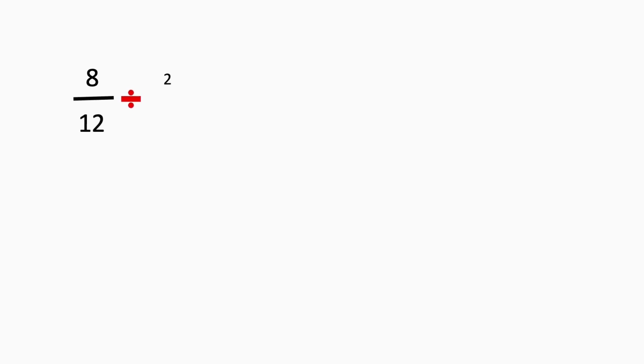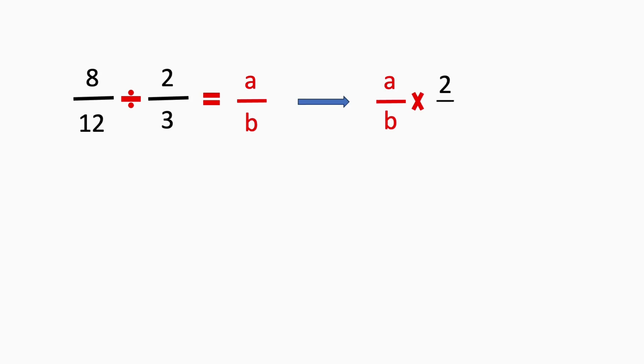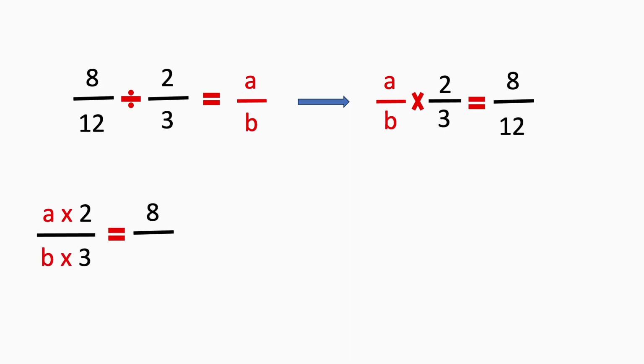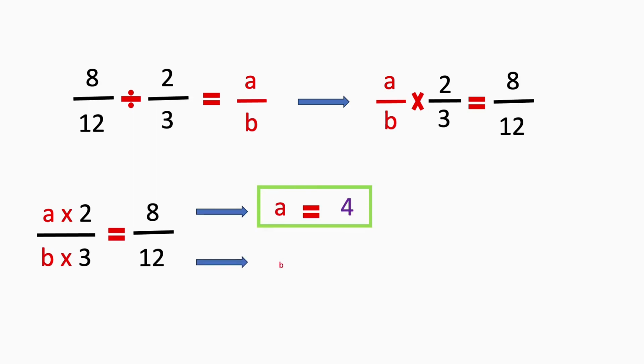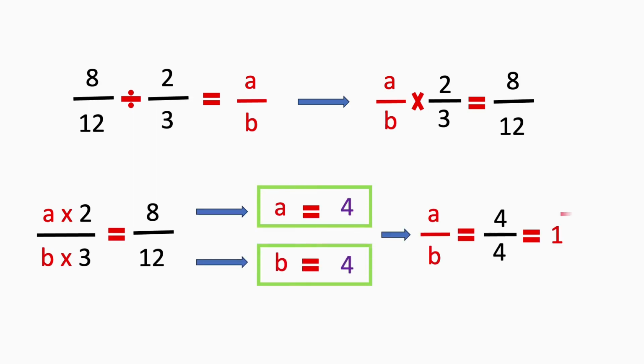Look at this example. 8 over 12 divided by 2 over 3. Suppose the answer is A over B. Now, we can write the equation in these forms as well. A over B times 2 over 3 equals 8 over 12. A times 2 equals 8 and B times 3 equals 12. Therefore, A will be equal to 4 and B will be equal to 4, and the value of A over B will be 1.